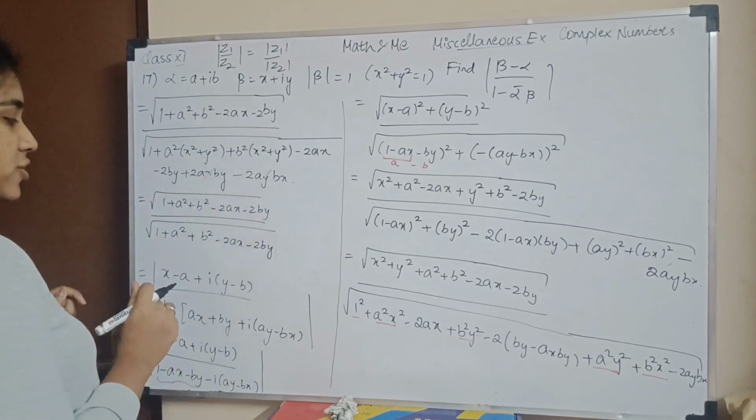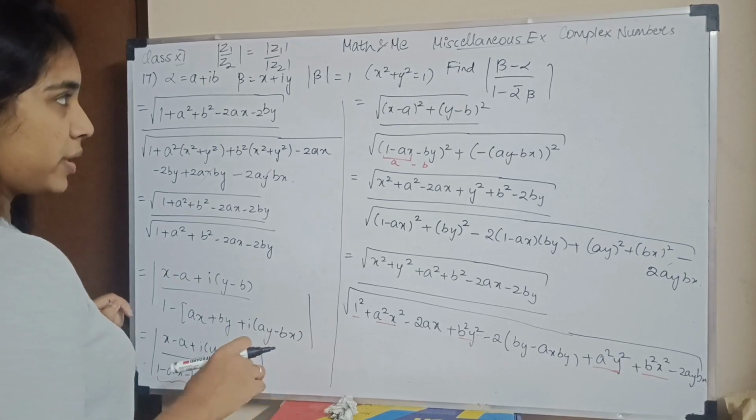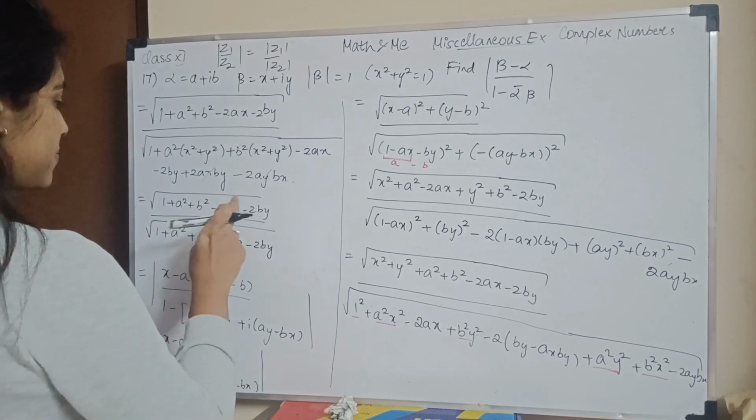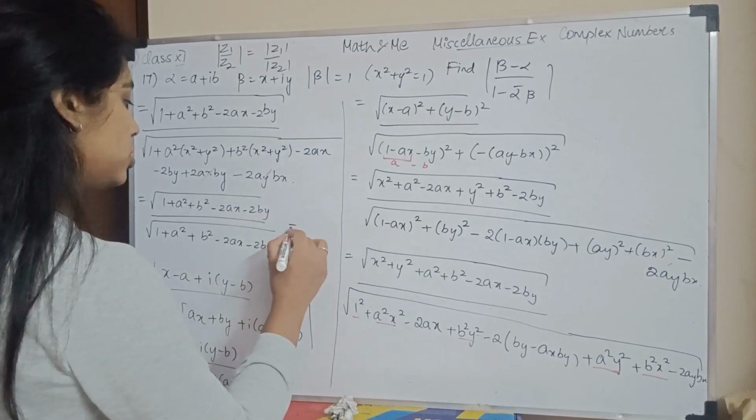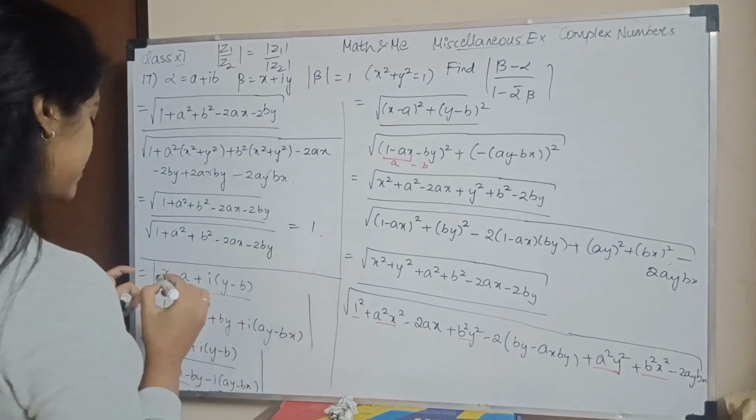This term got cancelled. So I have the same term in the numerator and the denominator, which means it is 1. So you can cancel both. So you get 1. Okay, so this is your answer.